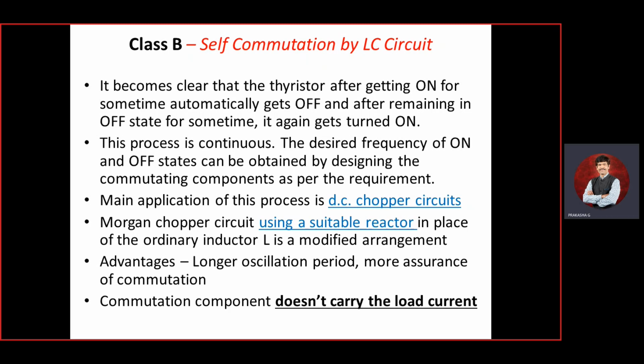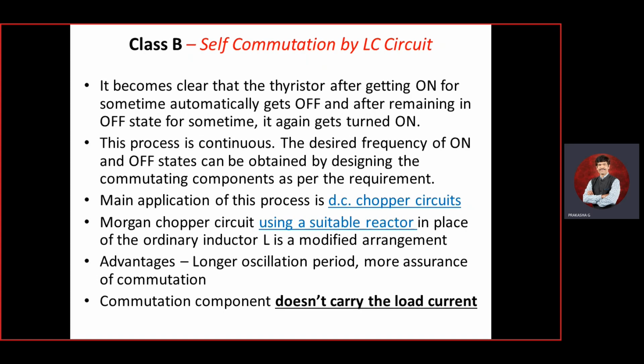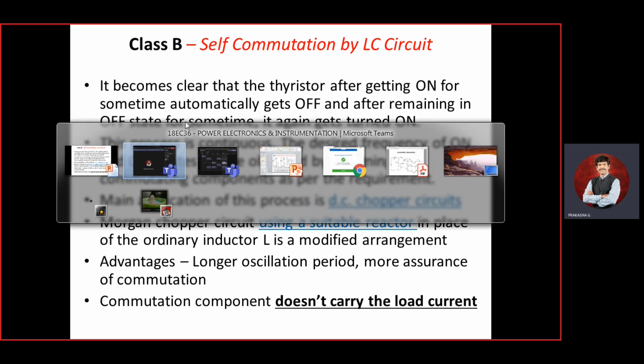The commutation component does not carry the load current. So one of the advantages is no load current. The L and C we are having do not carry the load current because they are separate. These two commutation components are separate from your load. But in the previous circuit, the class A commutation, they are in series, so L and C will be carrying the load current also. But here L and C are not carrying the load current, nor the resistance which is connected over there. So this is with respect to class B. Class A I explained, class B I also explained.